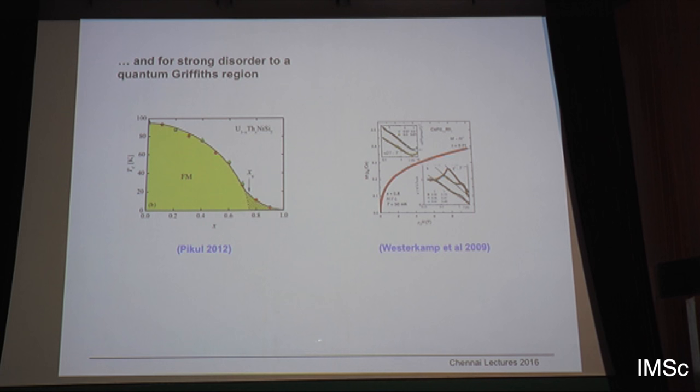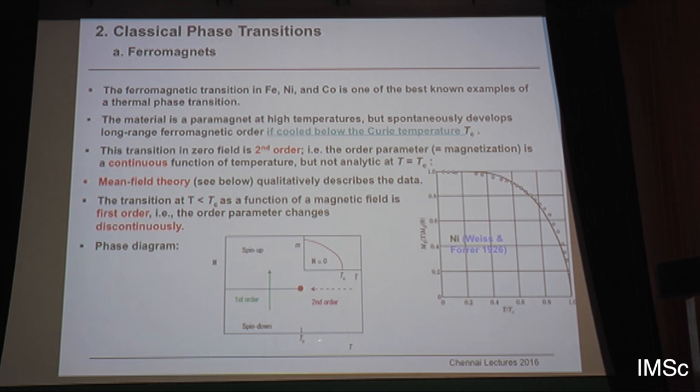And in order to do so, let's go back quite a bit and just review a few very basic properties of ferromagnetic phase transitions. So before we talk about quantum ferromagnets, let's talk about classical ones for a while. So of course, the ferromagnetic phase transition is one of the best known examples of thermal continuous or second order phase transitions due to iron, nickel, and cobalt, and that's been known since ancient times.